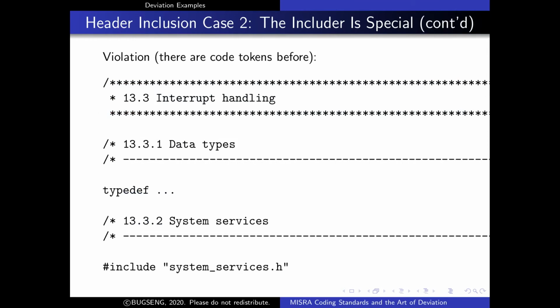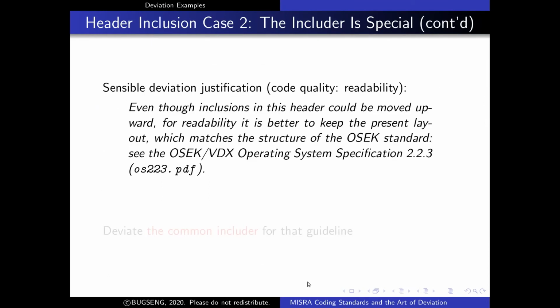In the real-world example, the translation unit is written like this. It has sections with headings. There is a typedef here, and then there is an inclusion here for system services.h. So this is a violation because there are code tokens before this inclusion. However, what makes this case special is the includer. So here is a justification.